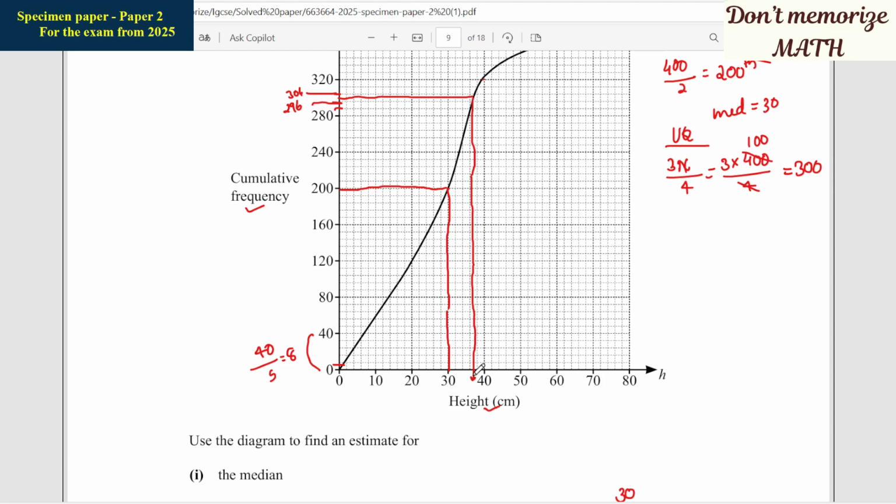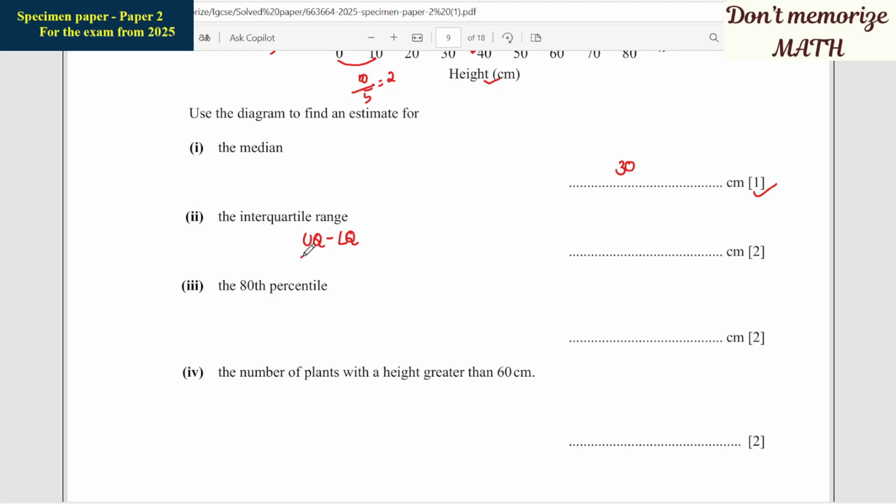Now we have to find how much one line represents on the x-axis. Here they have divided 10 into 5 parts, so 10 over 5 is 2. One line represents 2, so here we have 30, 32, 34, 36, and then 38, so in between that you will get 37. So the upper quartile is 37.